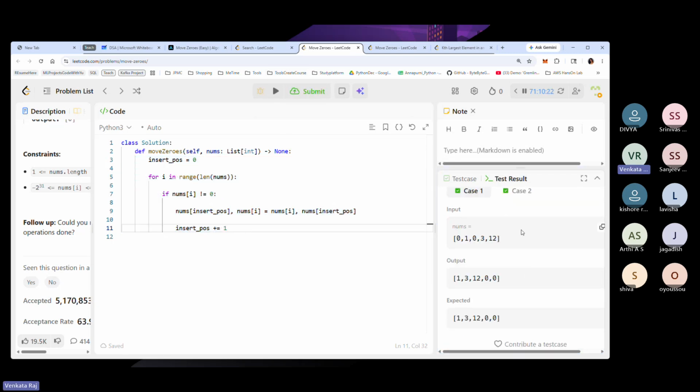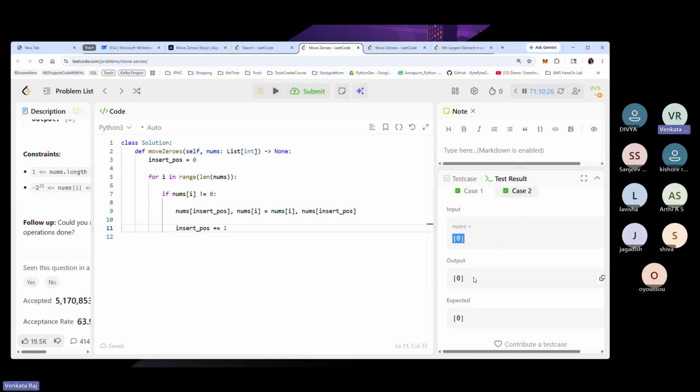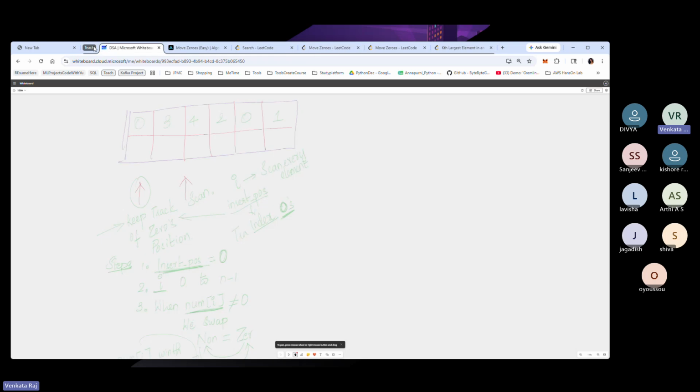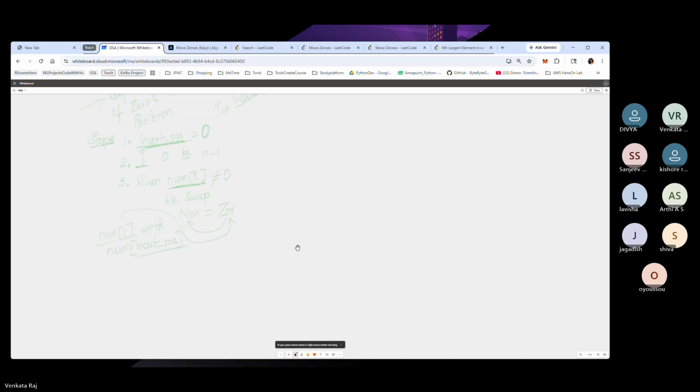Okay. So both the test cases, this one and this one, where only one value is there, are completed. Let me submit this. Let's go to the next question, 215.